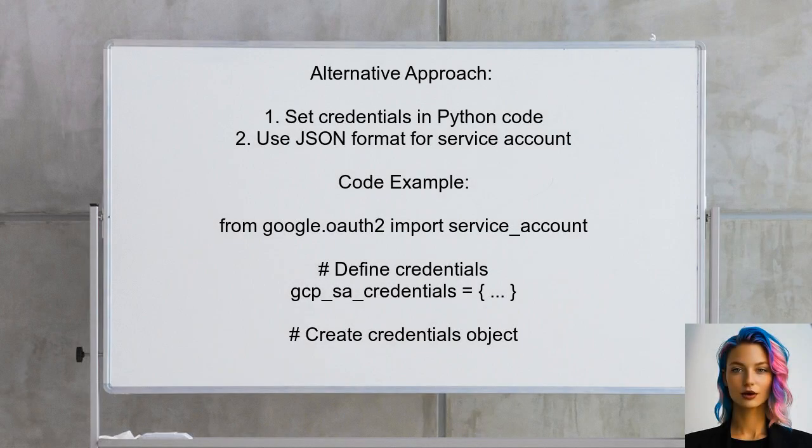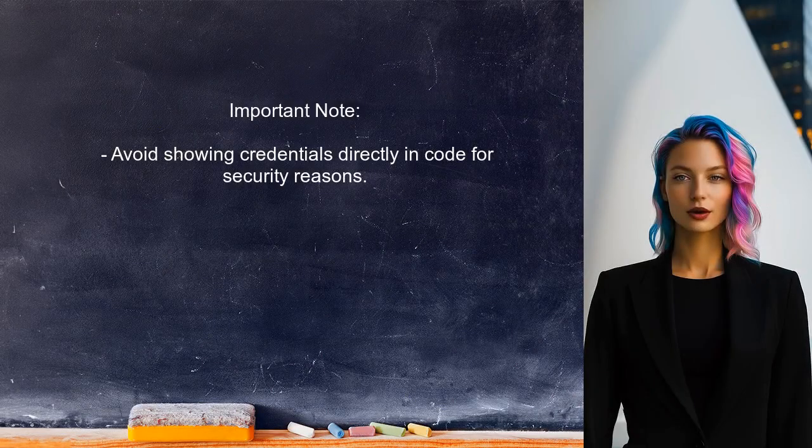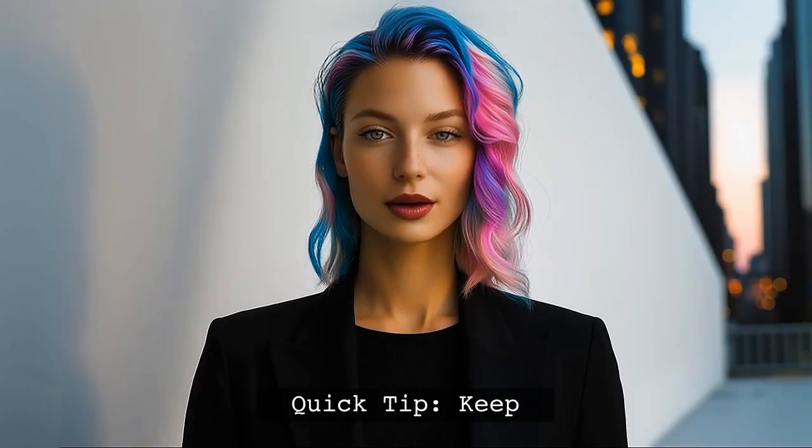An alternative approach shared by another user involves setting the service account credentials directly in the Python code. They create a variable containing the credentials in JSON format and then use it to authenticate with Google Cloud. While this method works, it's important to note that displaying credentials directly in the code is not recommended for security reasons. Here's that quick tip I promised.